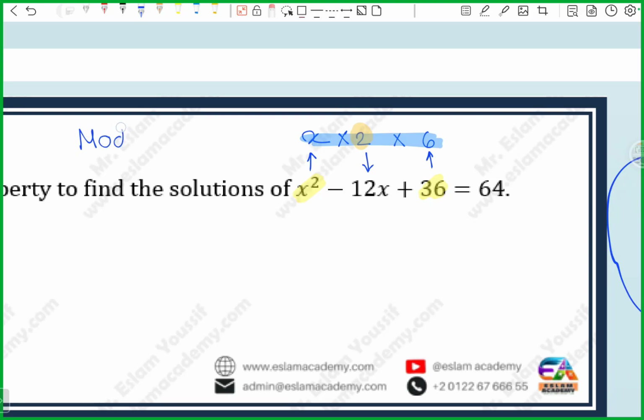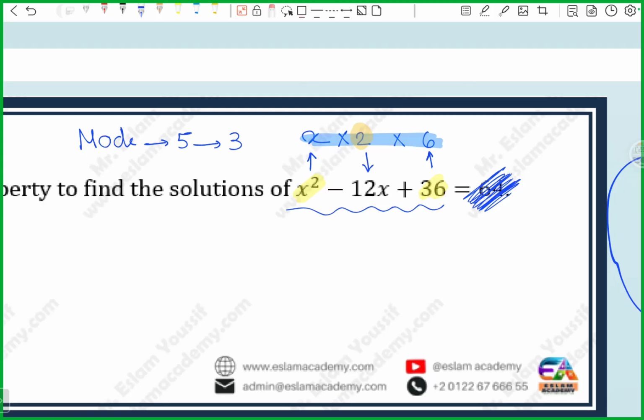Use mode 5, 3, and tell me what is the answer that you get. Mode 5, 3. Ignore 64. Anything at the right side, ignore it. I'm not using it now. I'm just looking at the left-hand side. What is the answer that you get? I got 6.